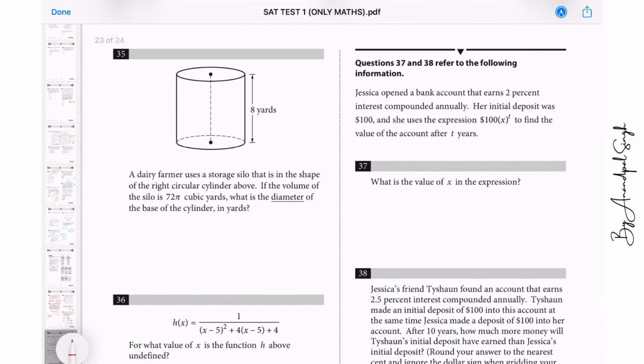A dairy farmer uses a storage silo that is the shape of a right circular cylinder above. If the volume of the silo is 72 pi, what is the diameter? Let us take the radius as r. Then pi r square h should be equal to 72 pi. Pi and pi cancel out. R square times 8 equals 72, so r square is 9. It means r equals 3. He is asking about the diameter, which will be twice the radius, that is 6. So the answer is 6.